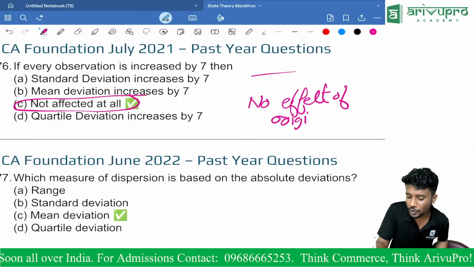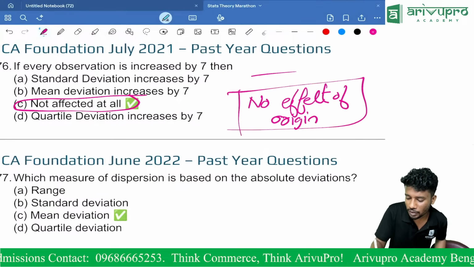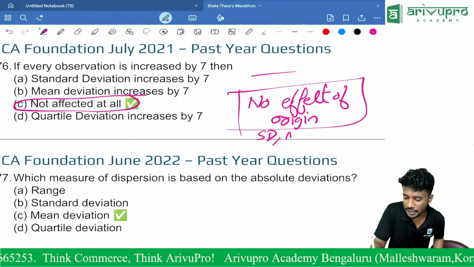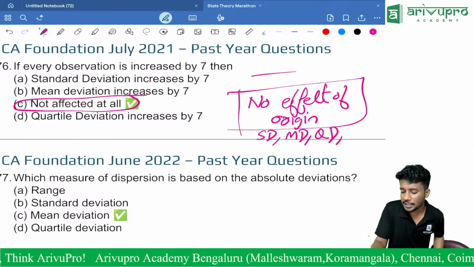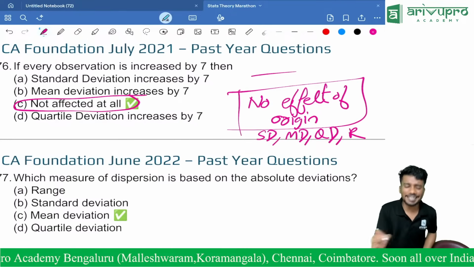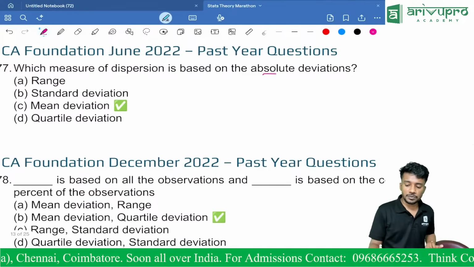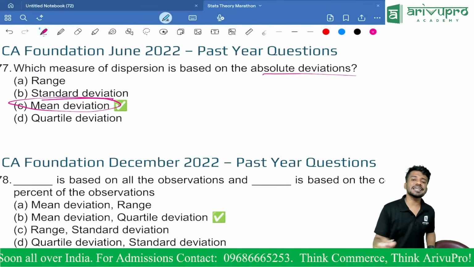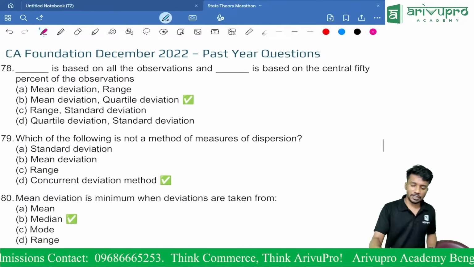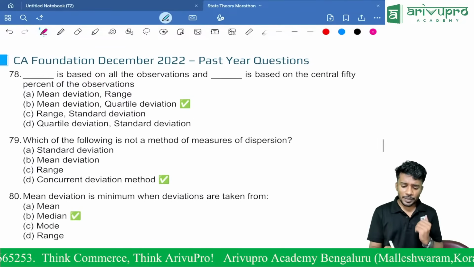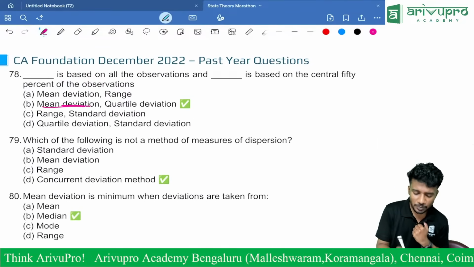I am telling you, you can expect a question from this. No effect of origin on what? Standard deviation, mean deviation, quartile deviation, and what else? Range. Then, which measure of dispersion is based on absolute deviation? The mean deviation is based on absolute deviation. Then, dash is based on all observations. Mean deviation is based on all observations.